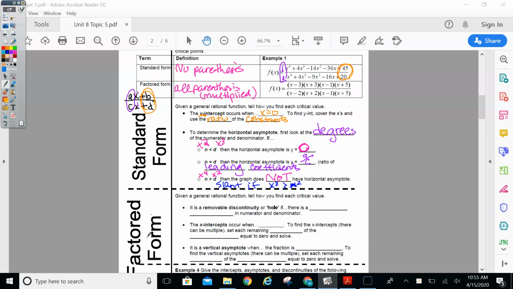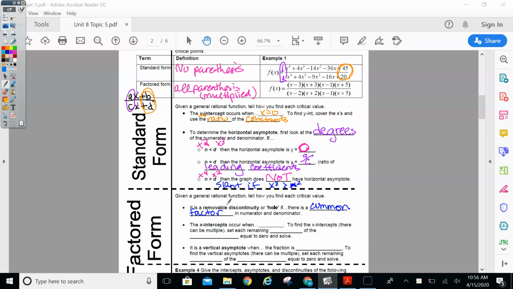The factored form is where we have our new critical value, which is the hole. So now I have to factor everything. Normally it's just going to be a quadratic. I'm not going to make you factor this thing. But you should be able to factor a quadratic either using GCF, basic, AC, or difference of squares. If there's a factor that's exactly the same on the top and the bottom, that's called a common factor. If there's a common factor, then there's a hole in the graph.